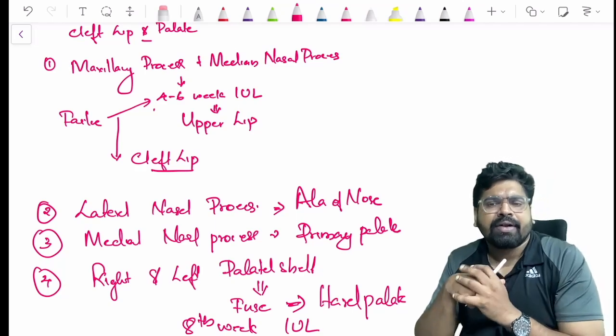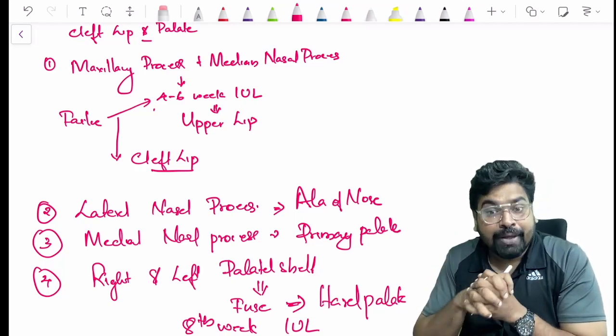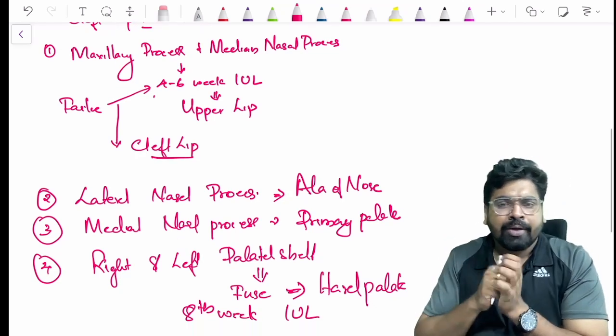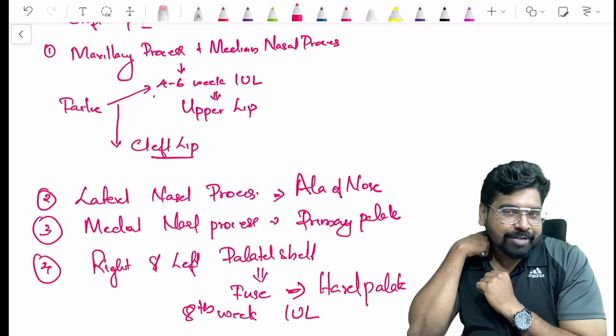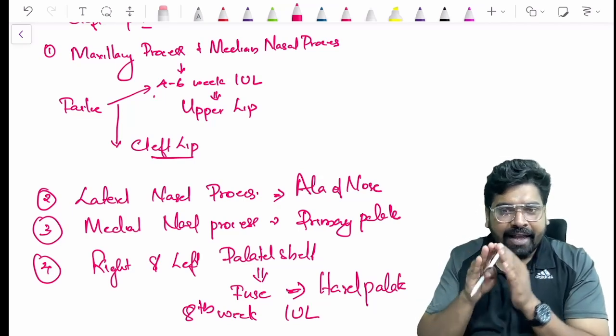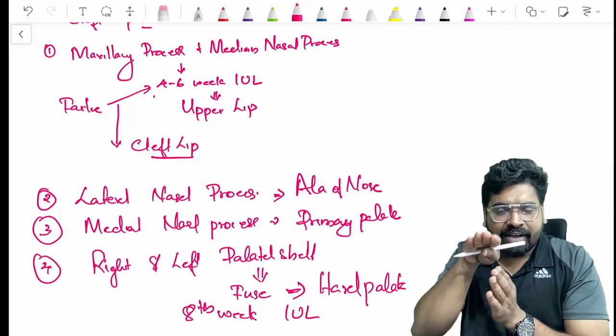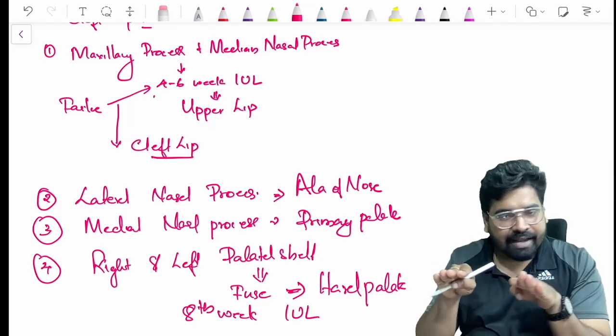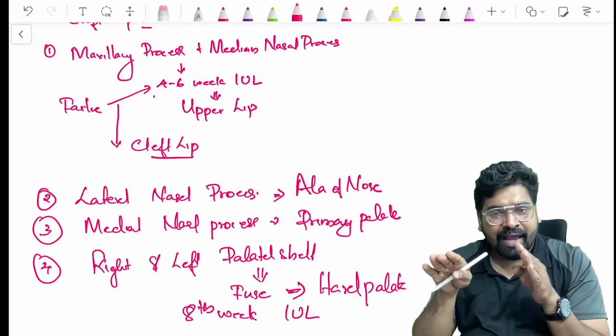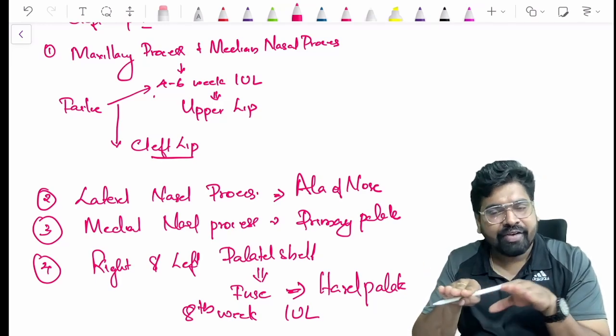Now, in the 8th week of intrauterine life, I told you that the tongue will descend down. The tongue will descend down when we are discussing Pierre-Robin sequence. I think you may have heard about Pierre-Robin sequence when we discussed it. I told you that by the 8th week of intrauterine life, the tongue will descend down, and the right and left palatal shelves will fuse together, and that will close the central gap and form the hard palate.